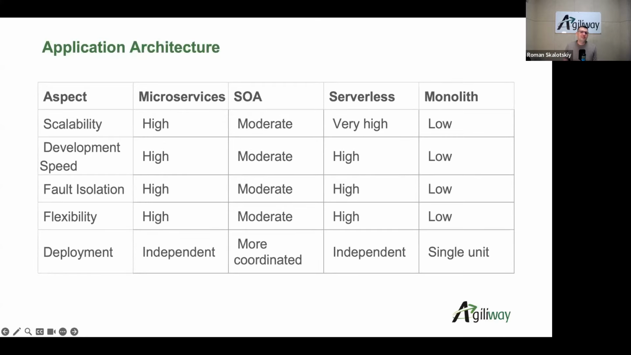Next one is flexibility. Microservice high, because different technologies and languages can be used. SOA moderate, standardized across the services. Serverless high as well, because it supports multiple runtimes and languages. And monolithic low, typically using a single technology stack. And the last one is the deployment.